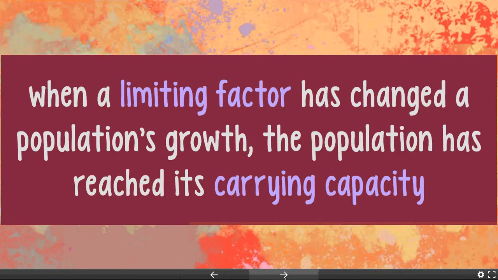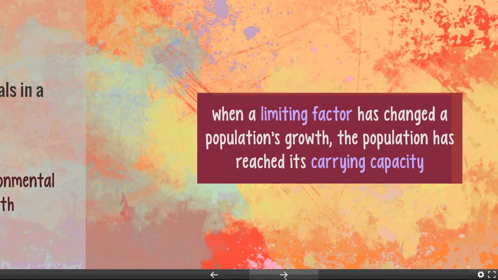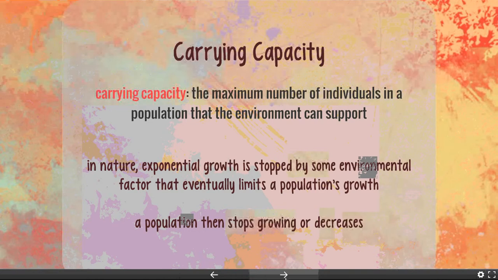So when limiting factors change a population's growth, the population has reached its carrying capacity. So carrying capacity is the maximum number of individuals in a population that the environment can support. So it's the maximum number of organisms that that environment can hold. So whether that's providing shelter, whether that's providing food, or any other type of resource, it's the maximum number of organisms that that environment can hold.